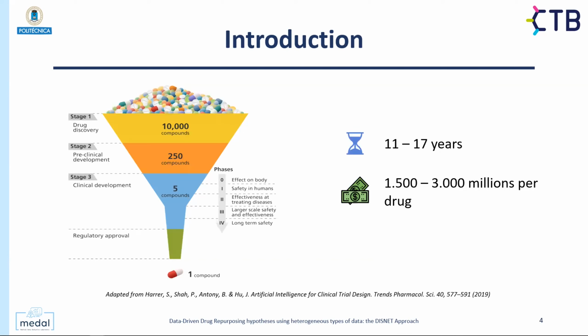I would like to introduce the approach for those of you who are not familiar with the creation of a drug, of a medicine. What is the process? Through different stages, from identifying the compounds that can be used for creating a drug until we have one final compound approved by the regulatory bodies, it takes 11 to 17 years on average. And the expenditure is around 1,500 to 3,000 million dollars per drug, which means it's a huge amount of time and a huge amount of money, only to finally get one drug.